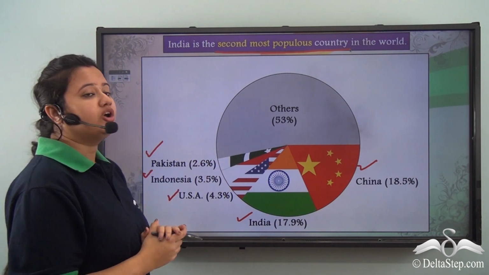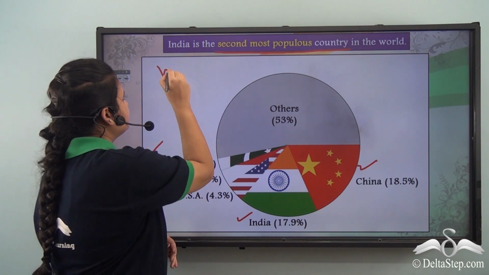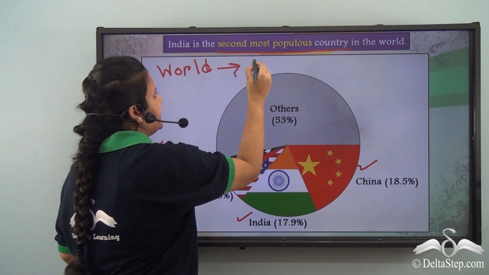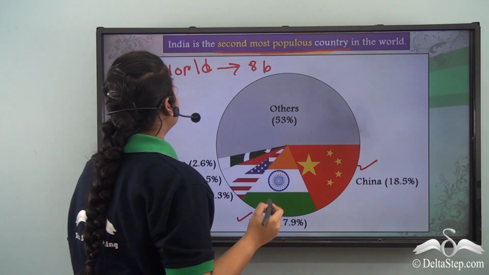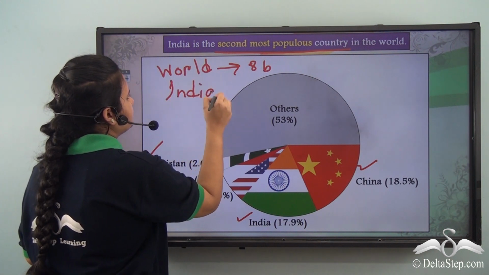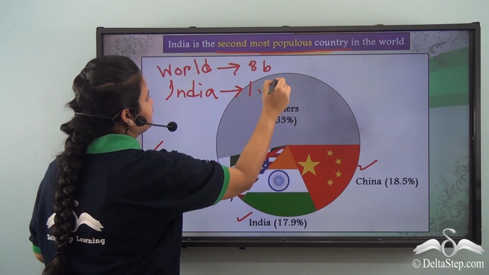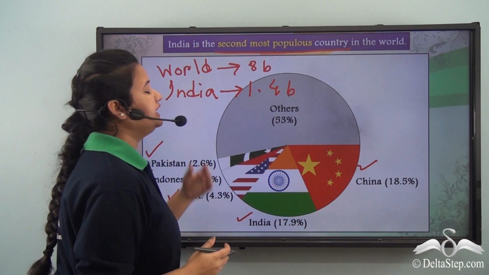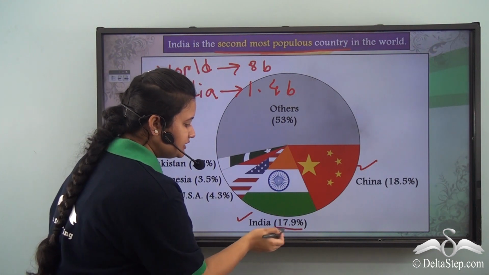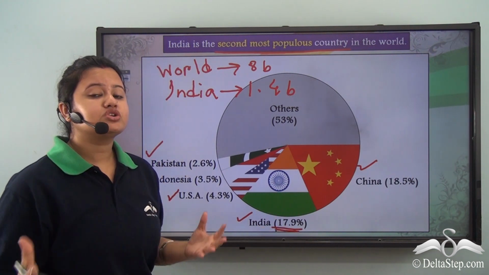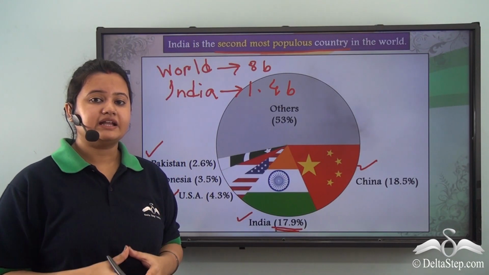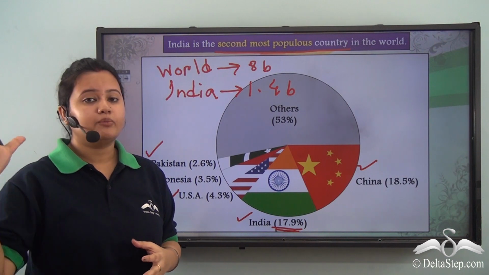Now, the current world population is 8 billion, out of which around 1.4 billion people live in India. Thus, India contributes to about 17.9% of the total world population. So, from this data, we can clearly understand that India has a high population.